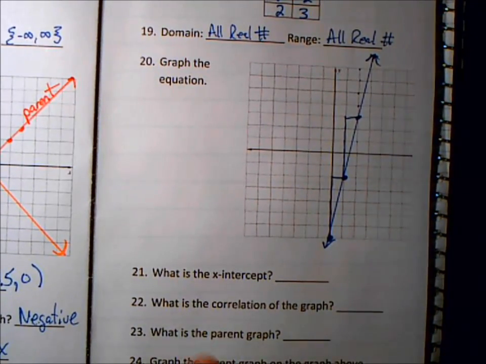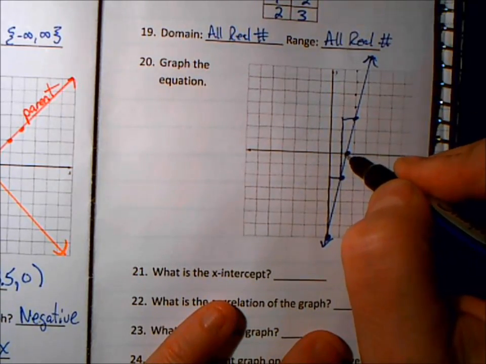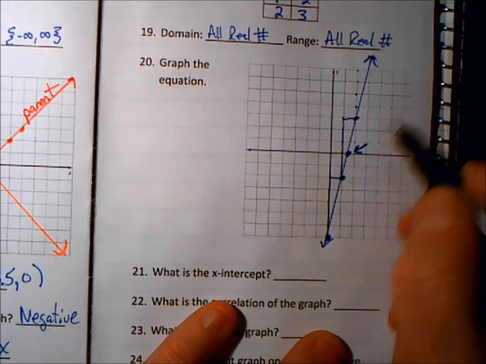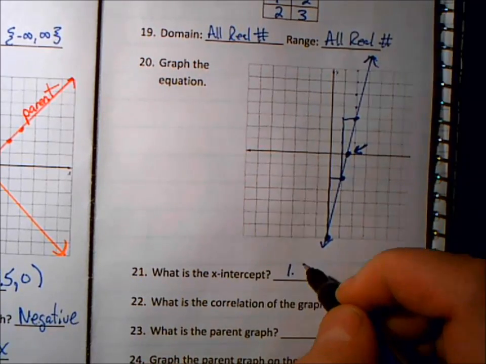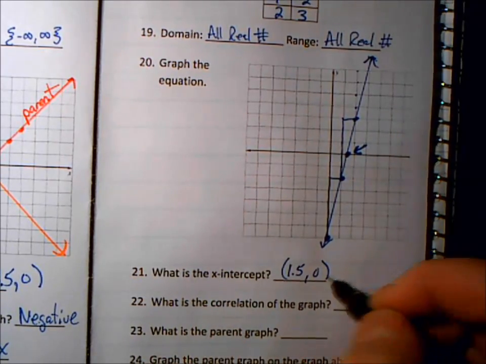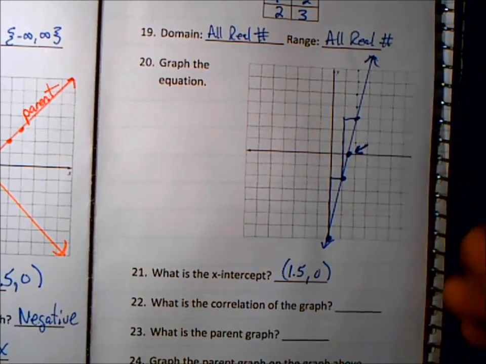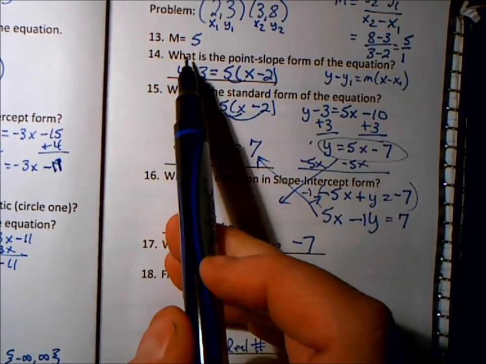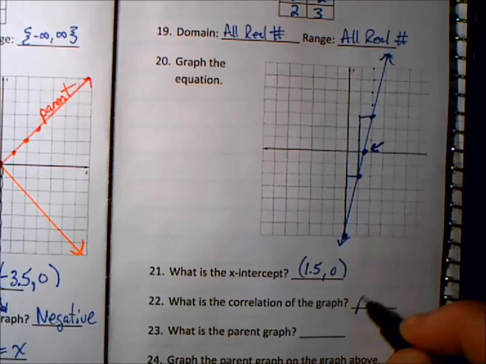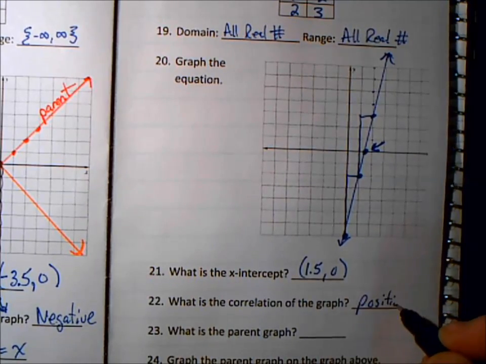Let's know what the x-intercept is, which it appears to be right there is my x-intercept, which it looks like it's about 1.5 and 0. Correlation, if I look at my slope, notice the slope is positive. That means this is a positive correlation.